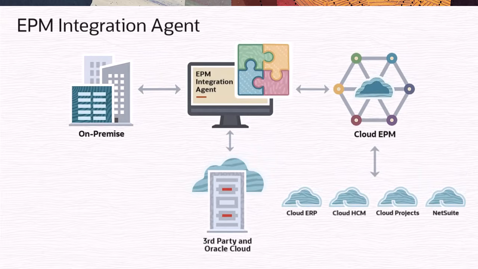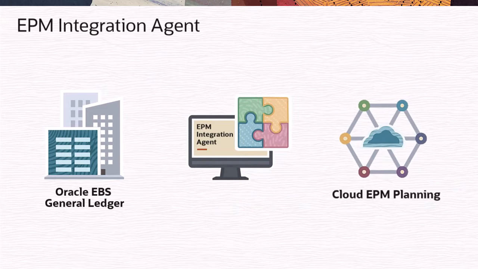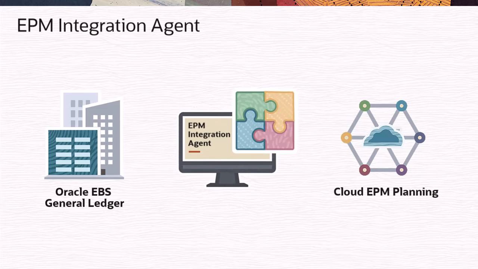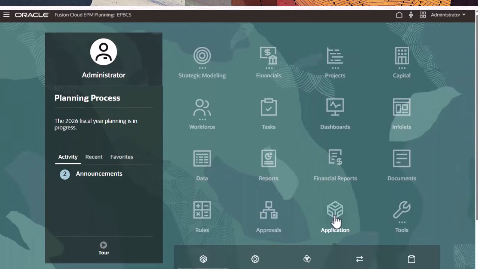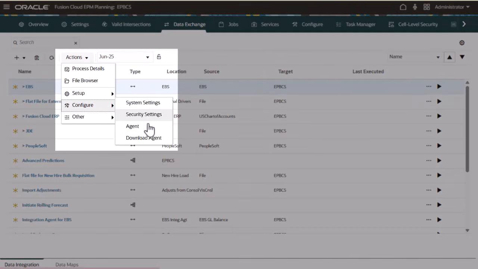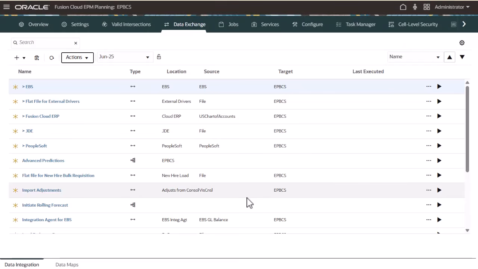In this tutorial, you'll load data from Oracle EBS General Ledger to a Cloud EPM planning application using the EPM Integration Agent. To get started, go to Data Exchange, Data Integration tab, and download the agent from the Actions menu. Then, extract and set up the agent.